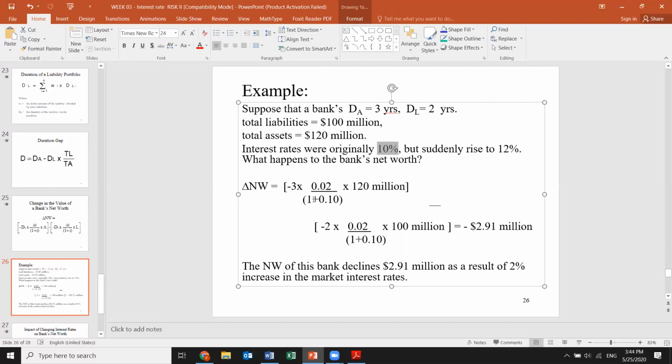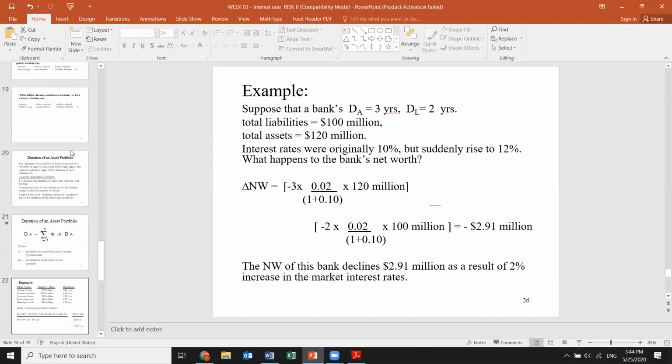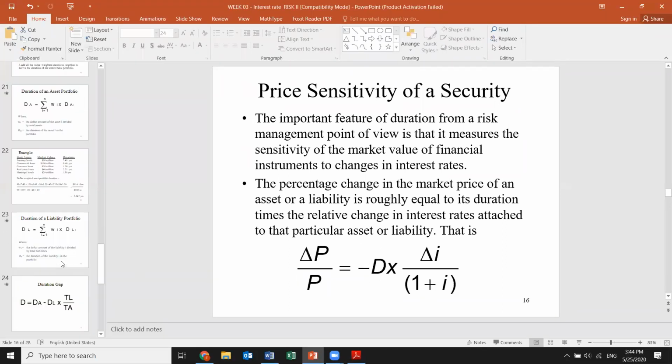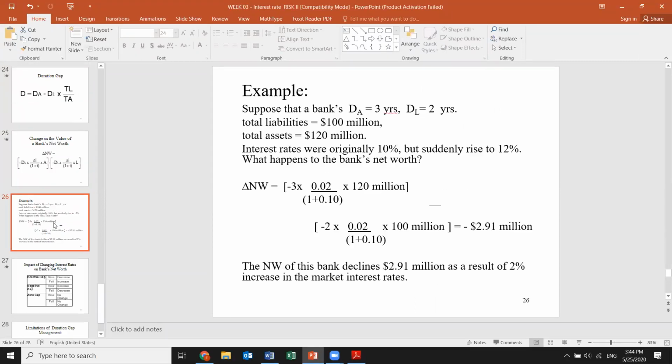And as I told you, this part is very close to the price sensitivity of a security. It can be the price sensitivity of assets and the price sensitivity of liabilities. So the price sensitivity of assets times 120 million, and that means that the net worth of this bank declines by 2.91 million as a result of a 2% increase in the market interest rate.